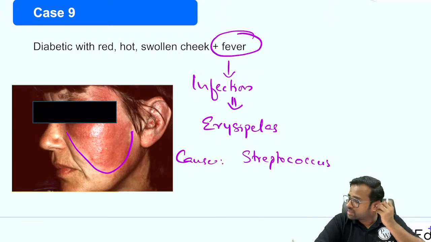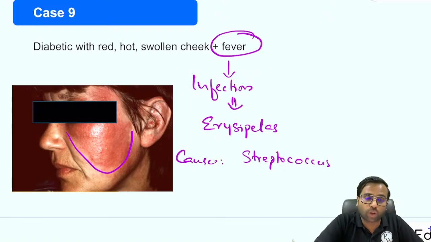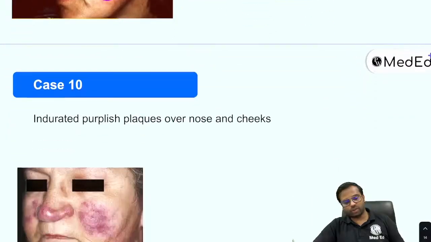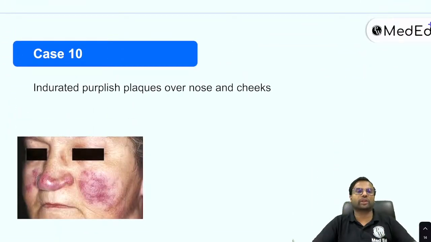So what happens in erysipelas is because of the streptococcal infection, the patient is getting all these kinds of symptoms. Since it is caused by a bacteria, the treatment should be IV antibiotics or even tablets of antibiotics, right? So that is about this case. Now moving to the next one.